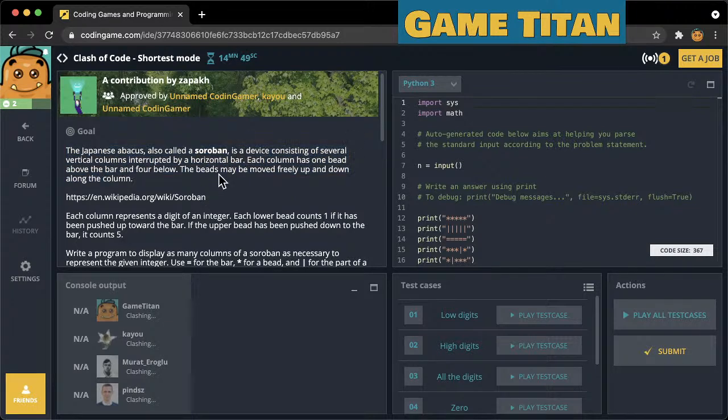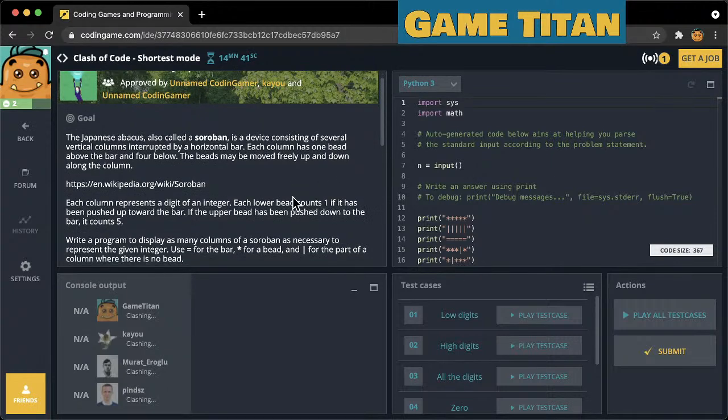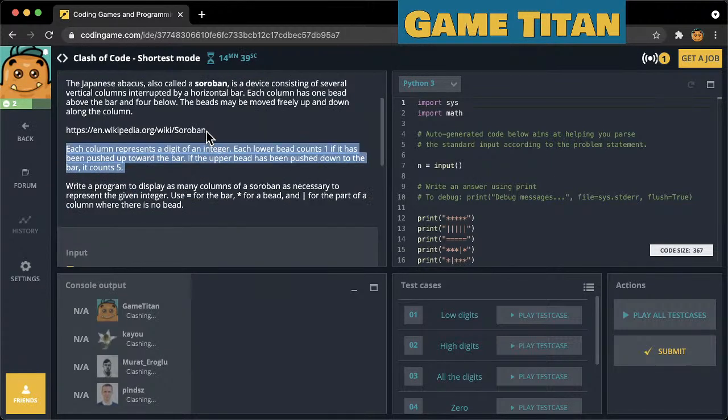It's an abacus consisting of several vertical columns interrupted by a horizontal bar. Each column is 1 bead above and 4 below. Each column represents a digit of an integer.